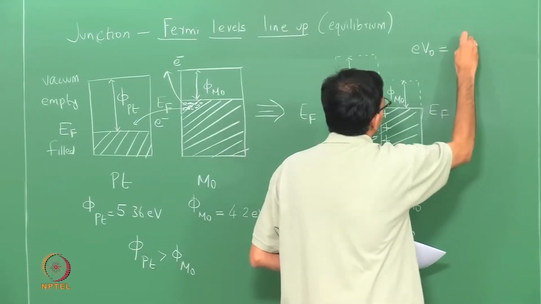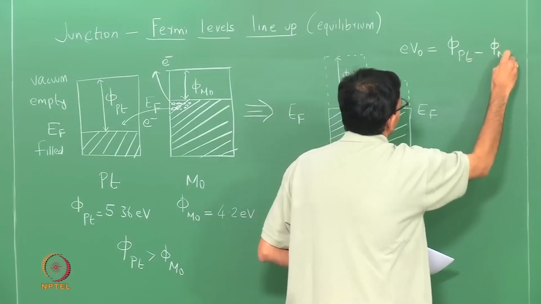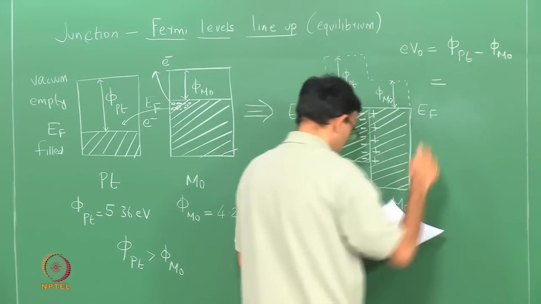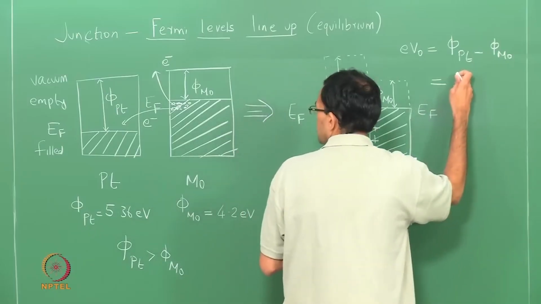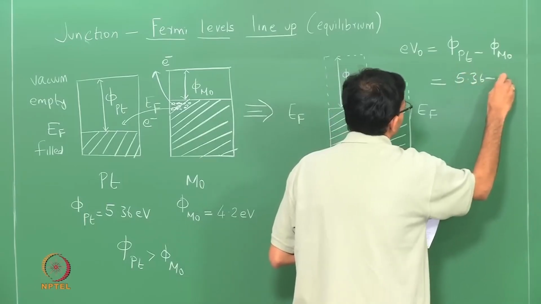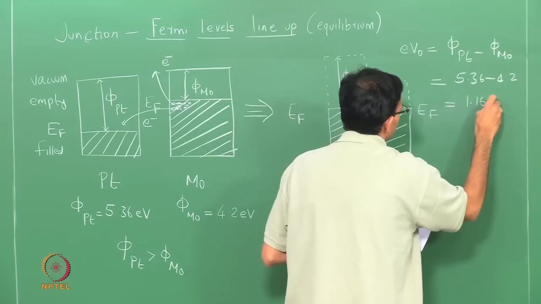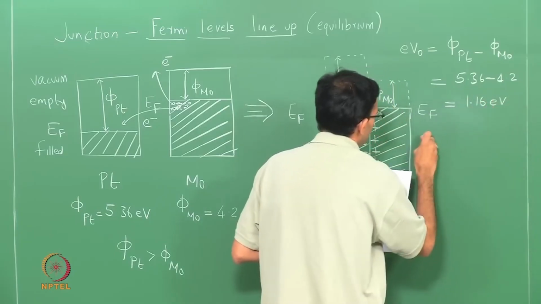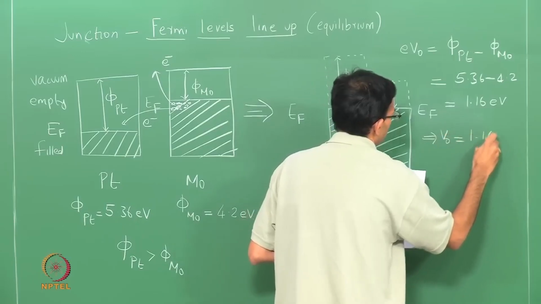is nothing but phi of platinum minus phi of moly. If you put in the numbers, platinum we said was 5.36, moly is 4.2, so the difference is 1.16 electron volts, which implies V naught is 1.16 volts.